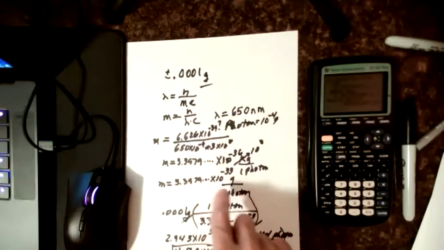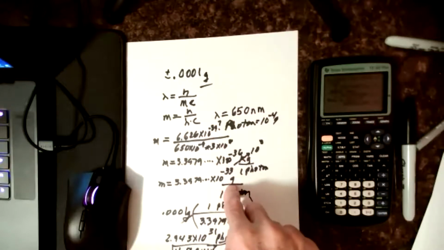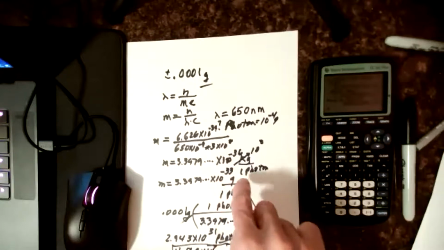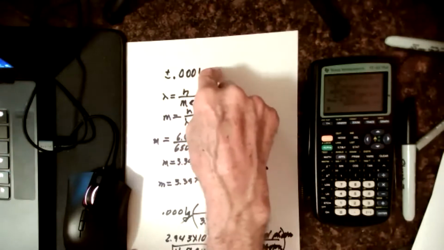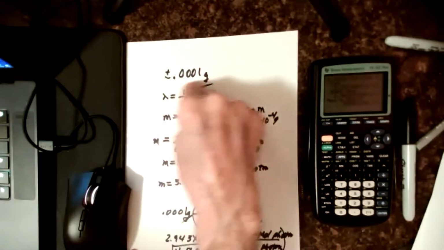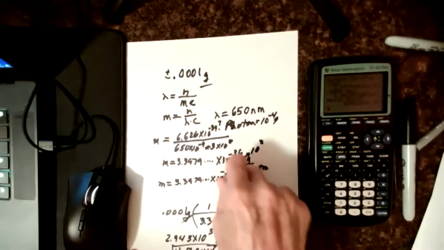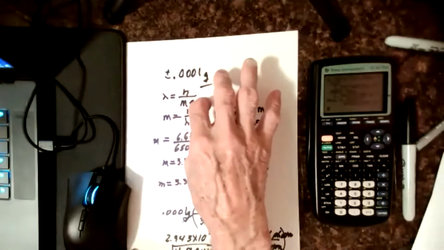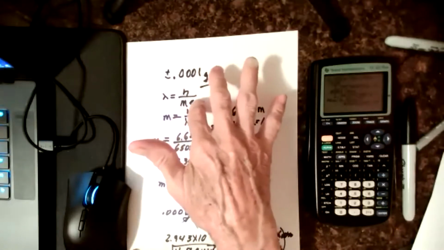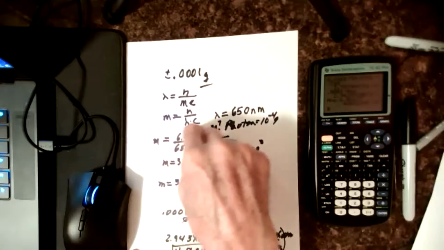And then I converted from grams to kilograms to grams in this step. And now I had grams per photon. I needed to do that because the problem wanted to know how many photons for this many grams. So I needed my conversion factor here. I would do it this way. There's certainly other ways to go about doing this, but I don't think the other ways are as straightforward.